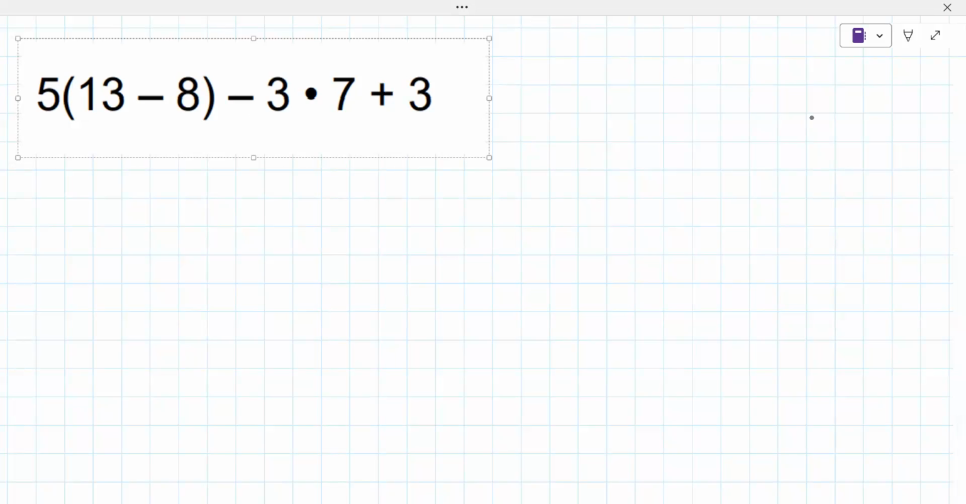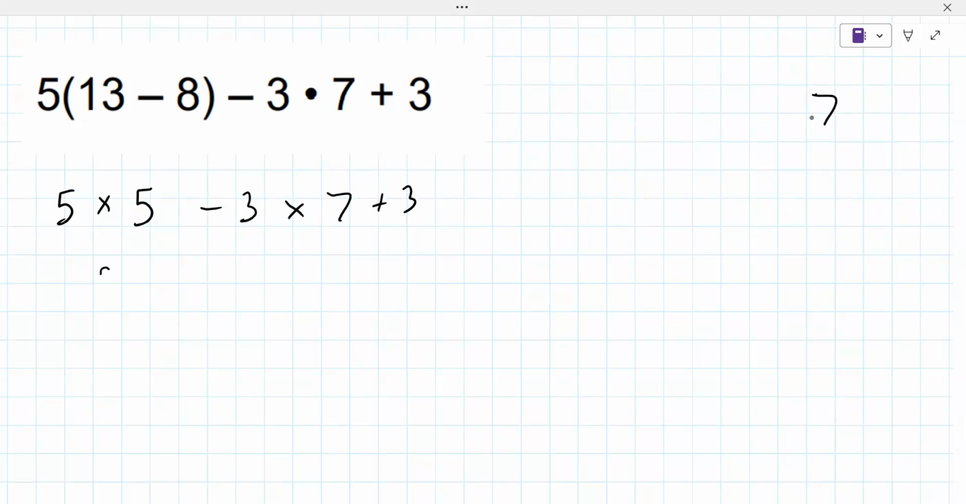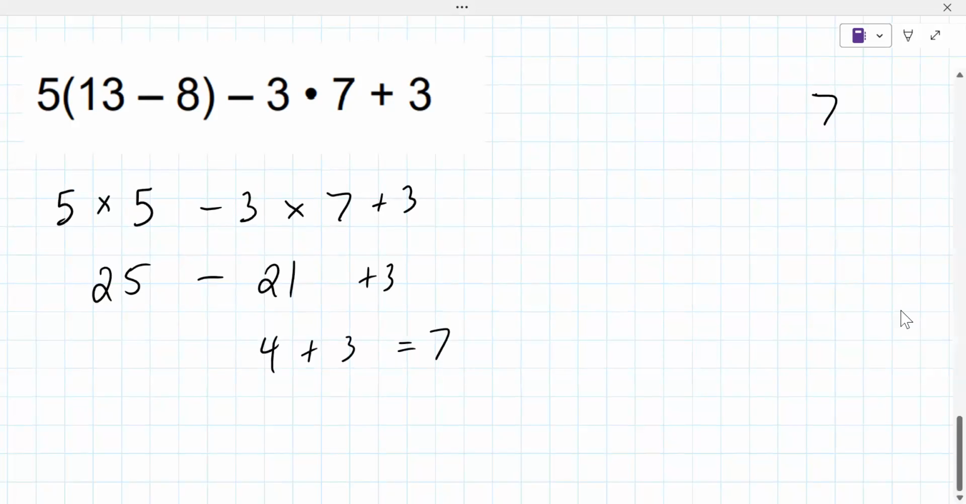Seven. All right, let's take a look here. So 13 minus 8 is 5. 5 times 5 minus 3 times 7 plus 3. 5 times 5 is 25. 3 times 7 is 21. And you got 4 plus 3 is 7. Okay. All right, really good. So we've made it through order of operations. It's an important thing to be able to do.